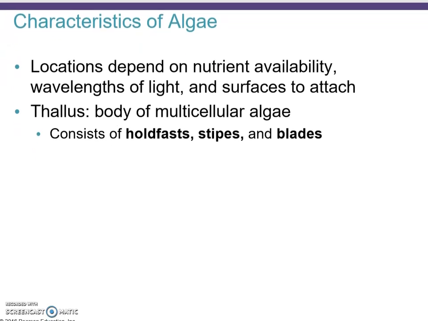Characteristics of algae. Locations depend on nutrient availability, wavelengths of light, and surfaces to attach. So the wavelengths of light and whatever type of chlorophyll or pigment substance they have that helps them do the photosynthesis, that's the wavelength of light that they want the most. They do need surfaces to attach, and so that's what makes the lichen such a good combination, because the fungus provides the surface to attach to, and the algae is sort of embedded into that surface provided by the fungus.